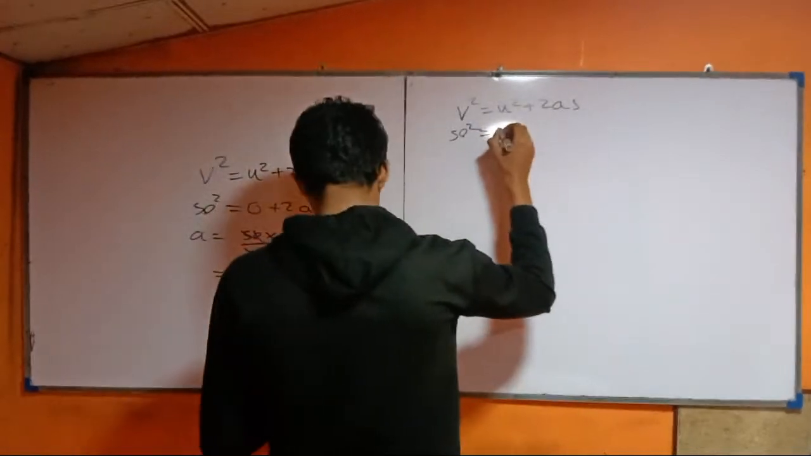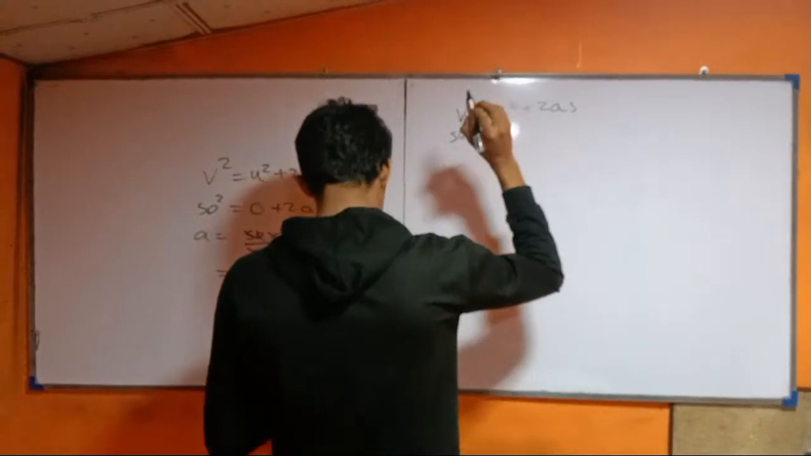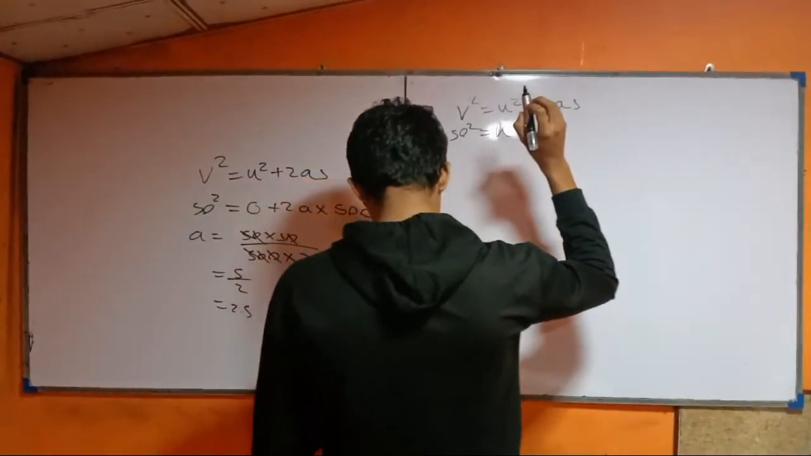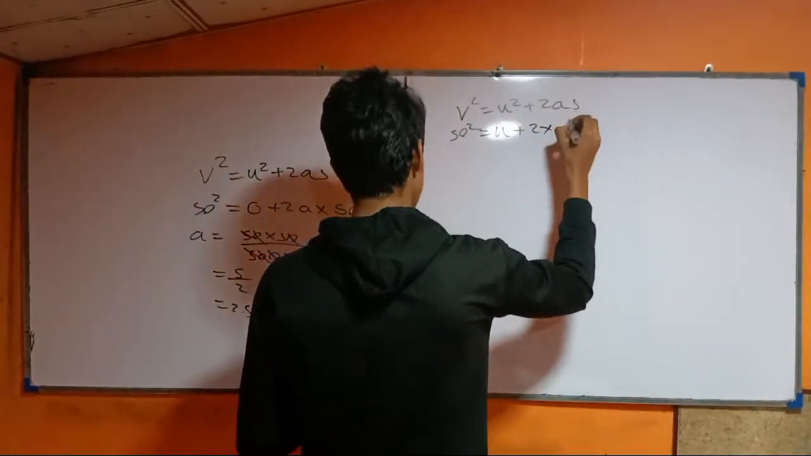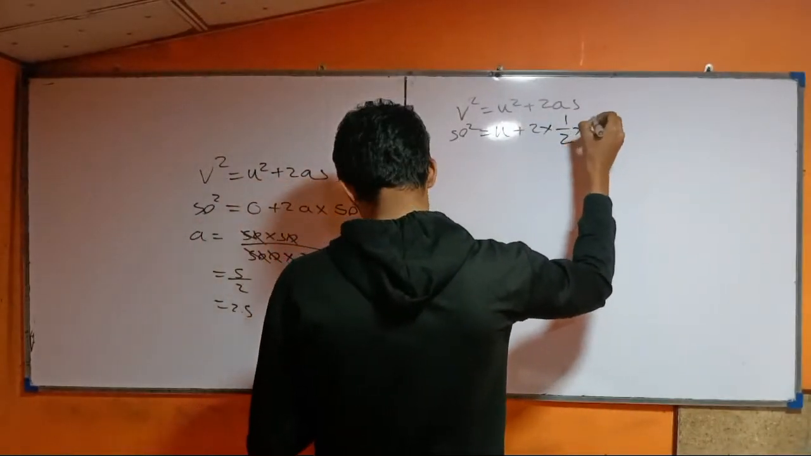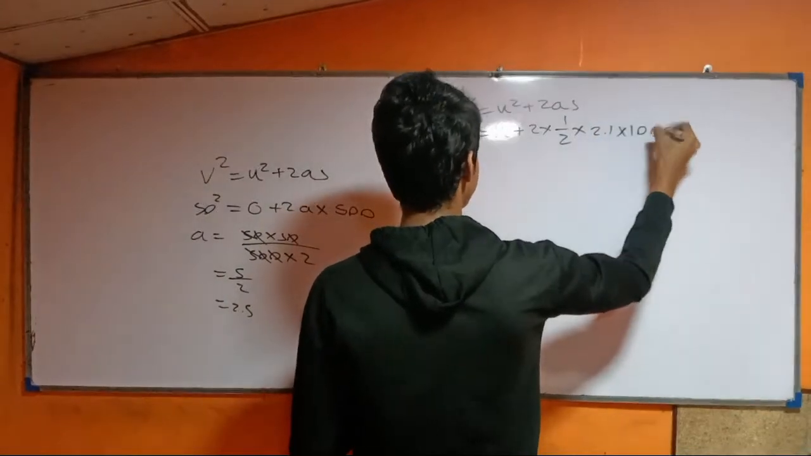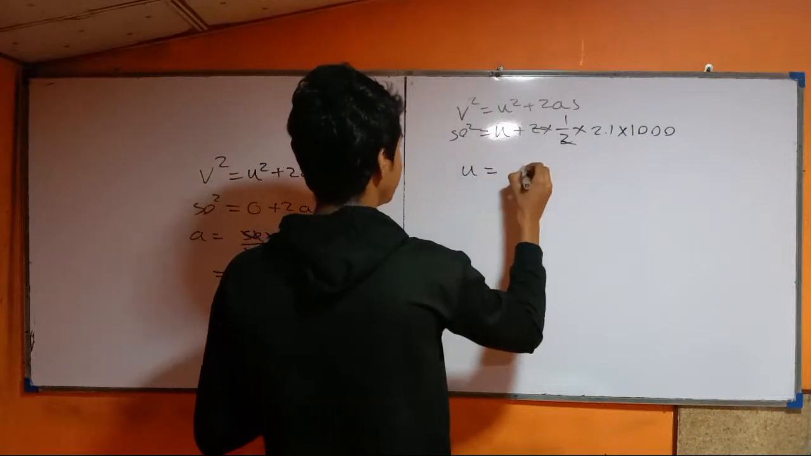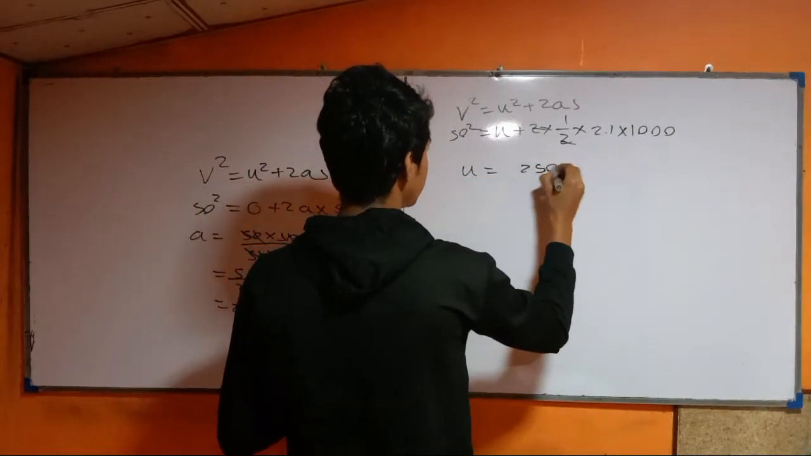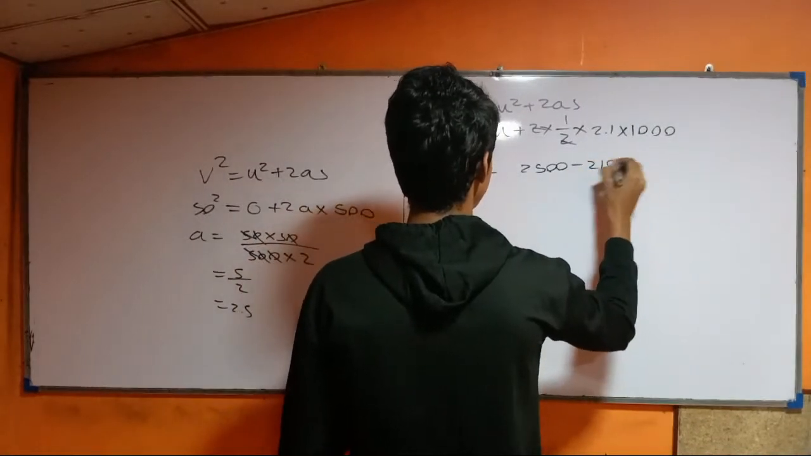And the initial velocity, they are asking what is the initial velocity. And what else? Plus 2 into acceleration half into distance, which is going to be 2.1 into 1000, so meters. Then what do you have? U is going to be equal to 5 into 5, 25, 2500 minus 2100, right? 1, 2, 3.